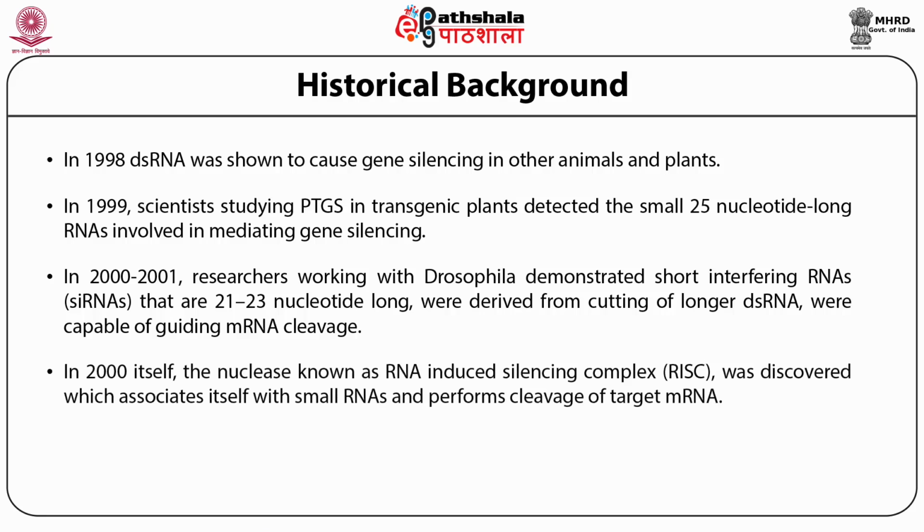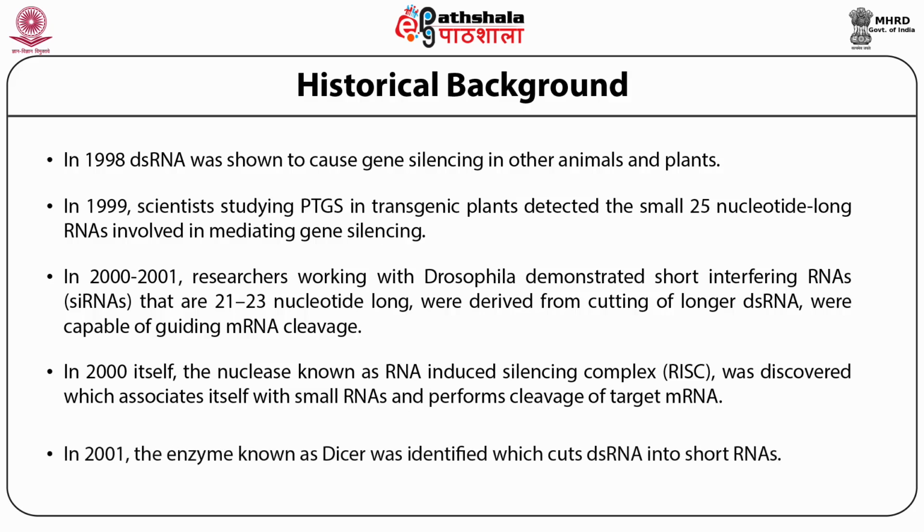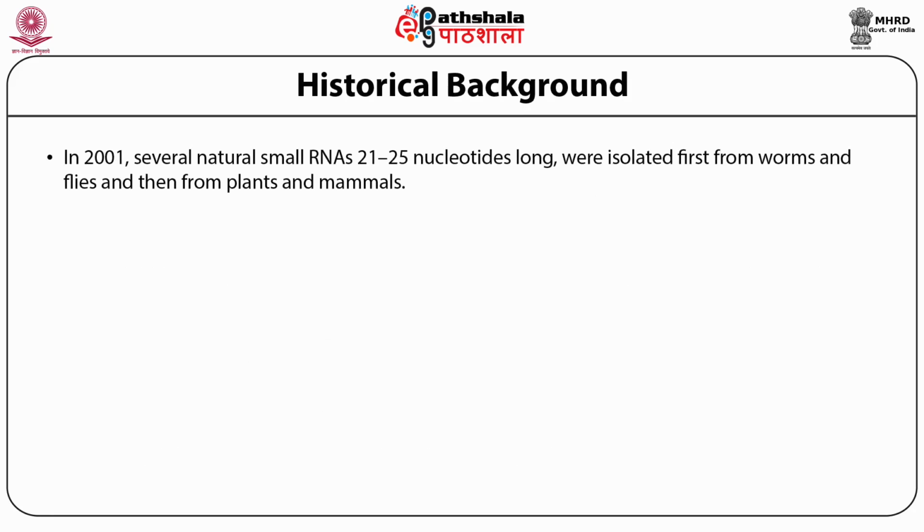In 2000 itself, the nuclease known as RNA-induced silencing complex, known as RISC, was discovered, which associates itself with small RNAs and performs cleavage of target mRNA. In 2001, the enzyme known as Dicer was identified, which cuts double-stranded RNA into short RNAs. In 2001, several natural small RNAs ranging from 21 to 25 nucleotides were isolated first from worms and flies and then from plants and animals.